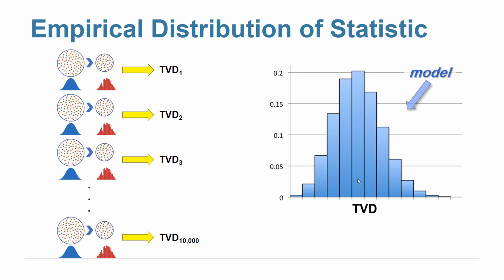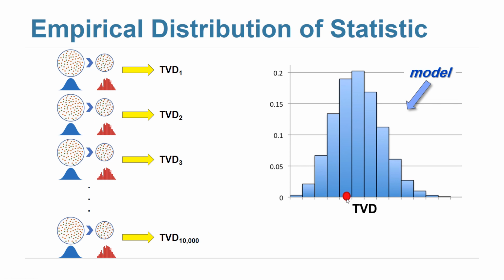Now, this is actually the model. This is the prediction of the model, the simulated model. That means that most of the time, the TVD is getting that value. Also, this value is not very likely. So this is likely, this is likely, this is unlikely, and so on. So that's the empirical distribution that we got for the statistic, which is the total variation distance. Now, let's say that the data gave us that number.